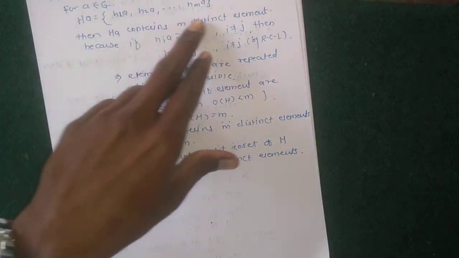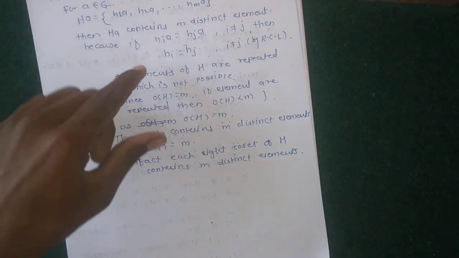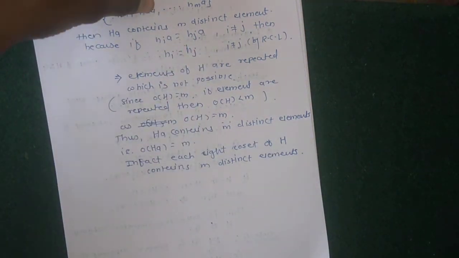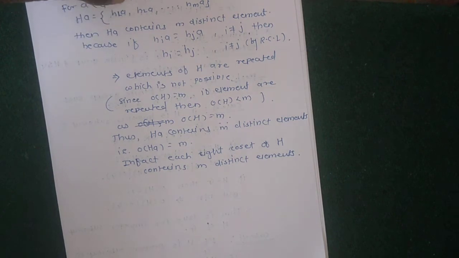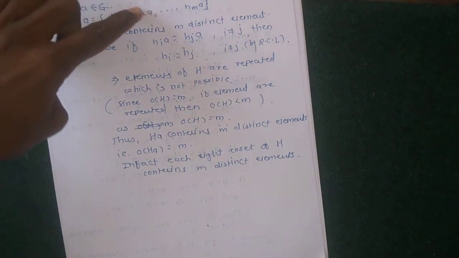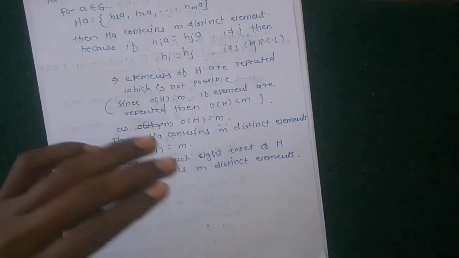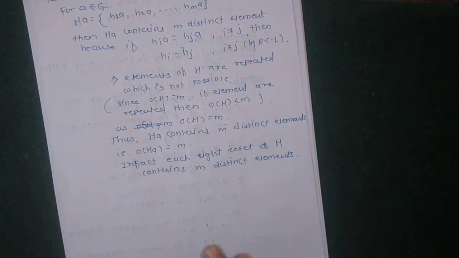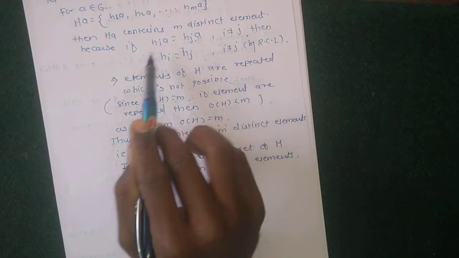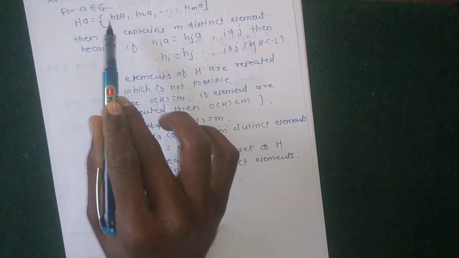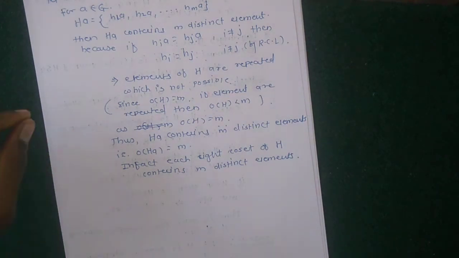Okay, Ha contains m distinct elements. Because if hi equals hj, that means two elements are equal. Suppose that means repeated, for i not equal to j, then hi equals hj, and these elements are repeated. Then the order of H would be less than m. So these elements are not repeated, which implies that this element is also not repeated. So Ha contains m distinct elements. This is one coset.